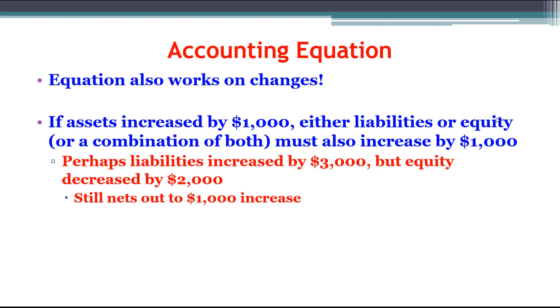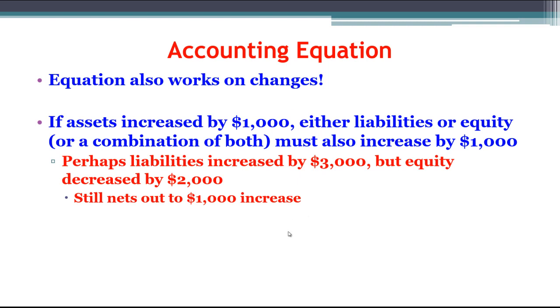That's nice and simple. But let's say, we know our assets increased by 1,000. Let's say the liabilities increased by 3,000. We're way out of balance there. So to get the right side of the equation back into balance, we know that equity had to decrease by 2,000. So then the liabilities and equity combination are just a $1,000 net increase, which balances out to the asset increase of $1,000.